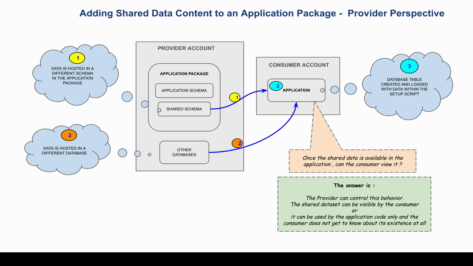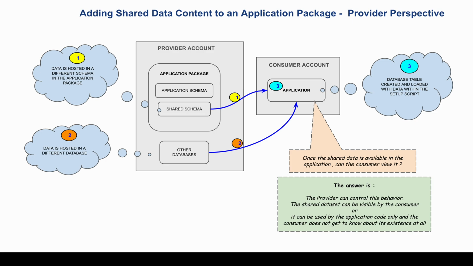Let's look at the first way in which you can share the data. So the first way talks about creating the dataset within the shared schema. Now, what is the difference between your shared schema and the application schema? Shared schema hosts the data which is supposed to be shared from the provider account to the consumer account, whereas the application schema is a container wherein you store your application business logic, maybe the Streamlit files and the setup files that you write.